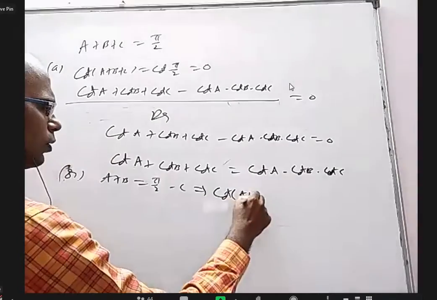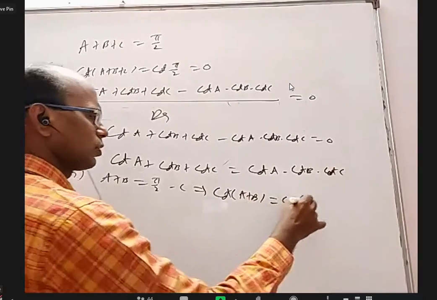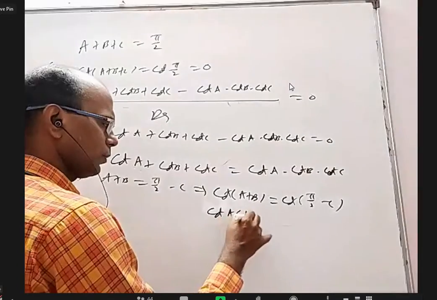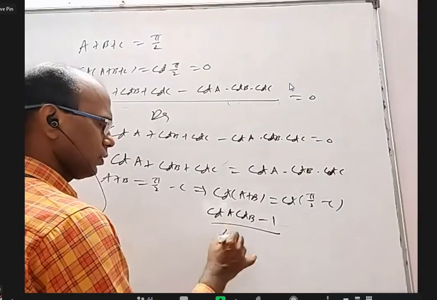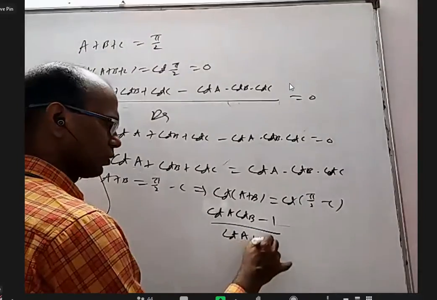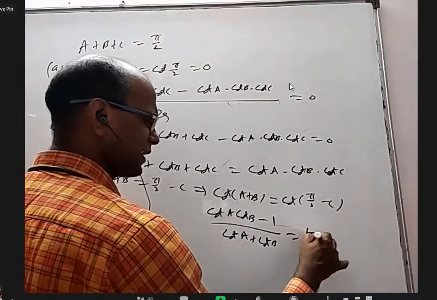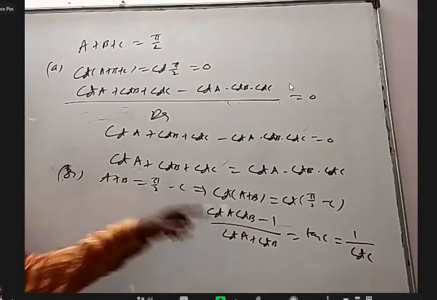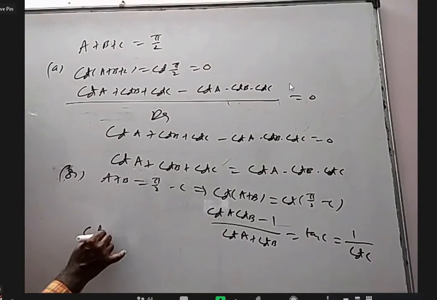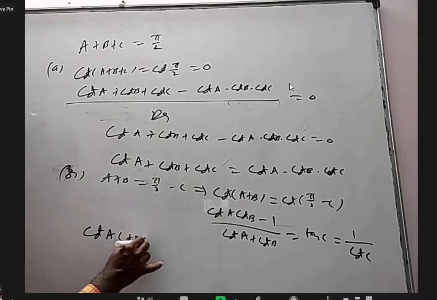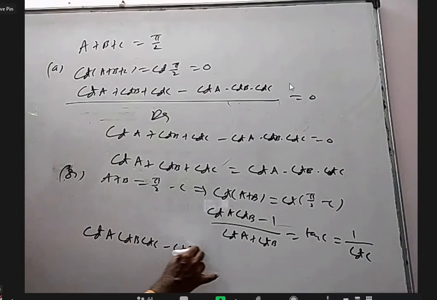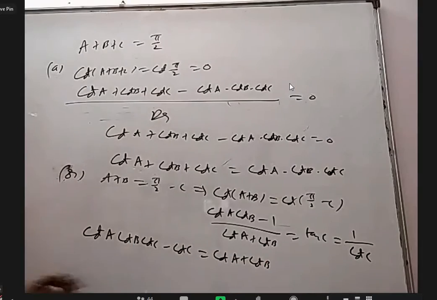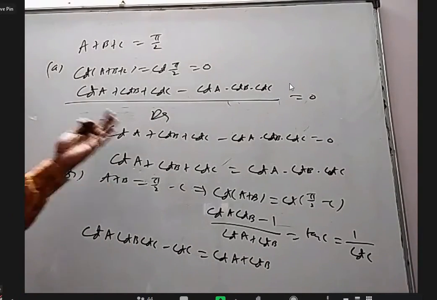And cot a plus b is cot 90 minus c. This is cot A cot B minus 1 by cot A plus cot B. This is tan C, cot 90 minus C, but you can write 1 by cot C. And if you do cross multiplication, we will get cot A cot B cot C minus cot C is equal to cot A plus cot B. And this minus cot C that side you get. Either way you can do it.